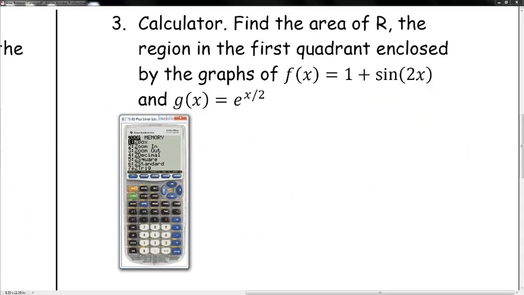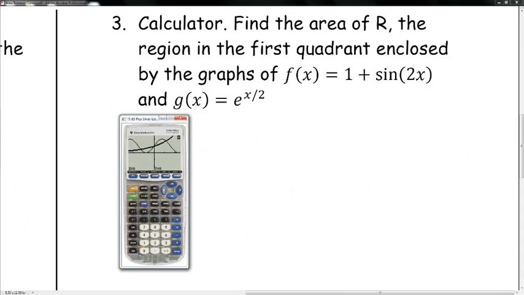And I'm going to take a look to see what it looks like. That's a little hard to see, so I'm going to zoom in. Alright, and you can see we have two intersections. I actually have two areas: an area in the second quadrant and an area in the first quadrant. So I need to find what all those intersections are.